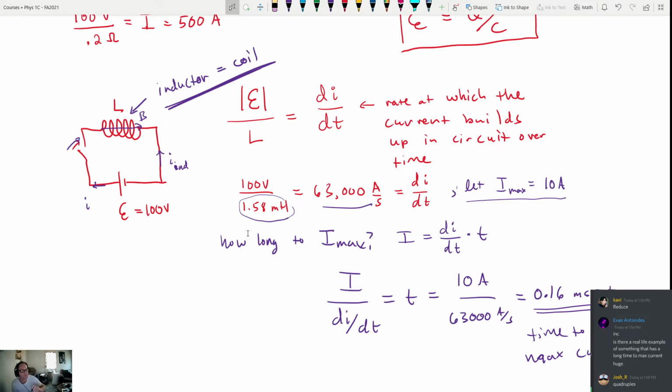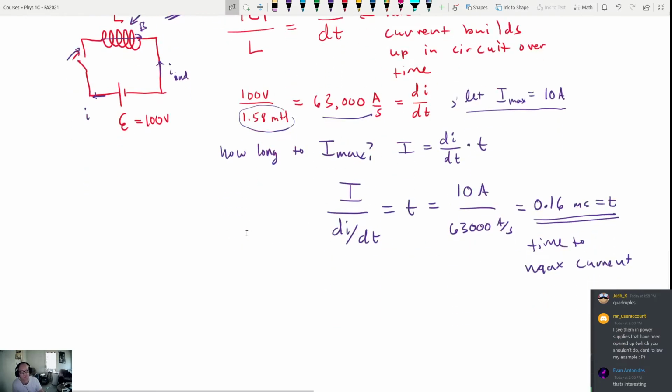They prevent the current from suddenly spiking up to some value or suddenly falling from a big value to a small value. Yeah, you see them inside power supplies that you've opened up, exactly. They help to smooth out fluctuations in current. That's ultimately what an inductor does.